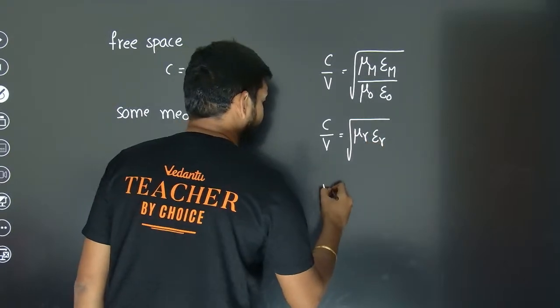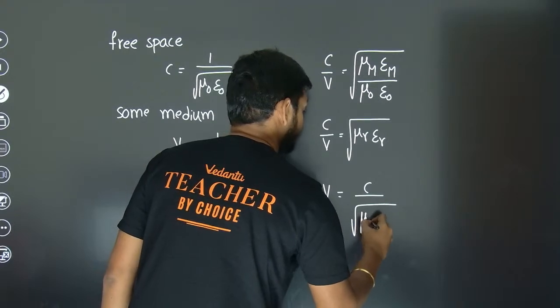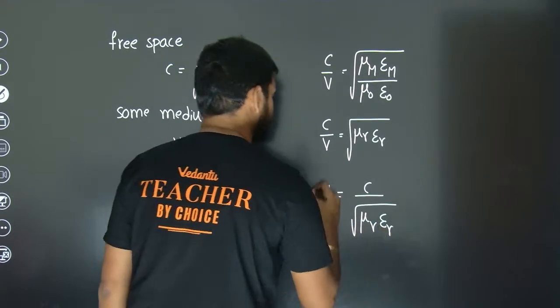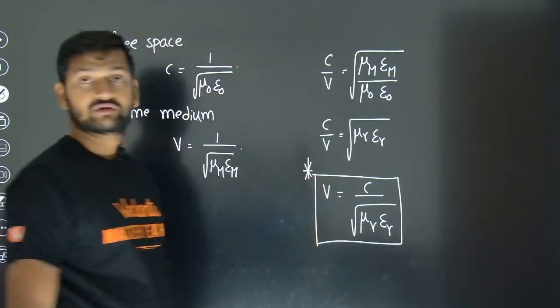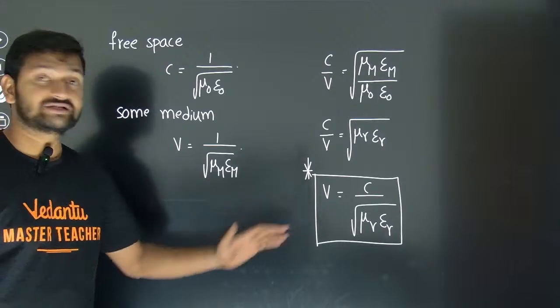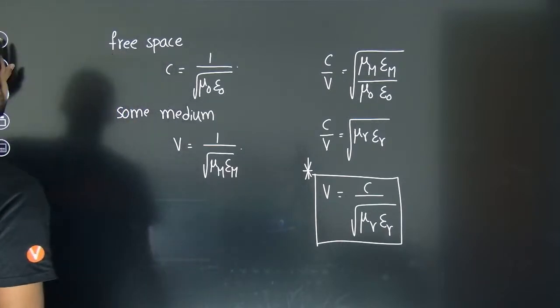So if you are ever in need of finding the wave speed in a medium when they have given epsilon r and mu r, this is the formula you people have to use. Keep that in mind. Okay, fine enough.